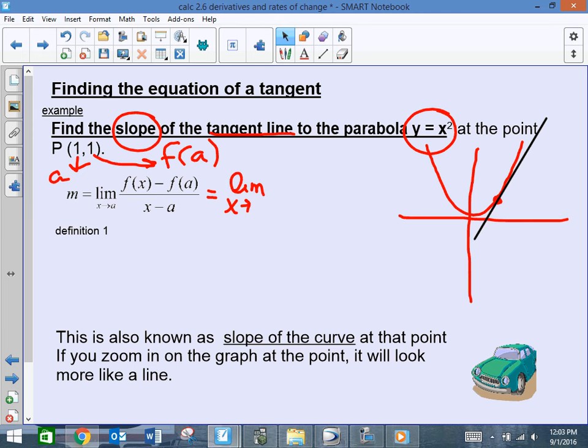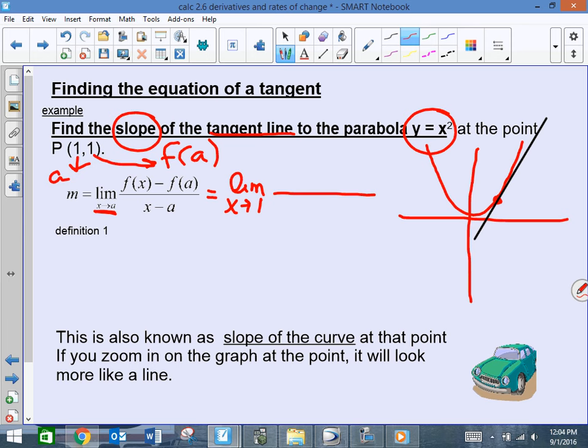Okay, so here we go. We're approaching 1 then, because a is 1. Oh boy, what's f of x? Yeah. No, it's supposed to be going through 1, 1. Okay. Yeah. Find the slope of the tangent line to the parabola at the point 1, 1. Yeah, you have to start at 1, 1. It has to go through 1, 1. Yeah. Yes, that's it. Okay.